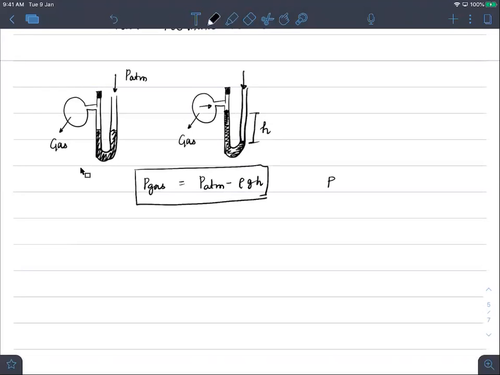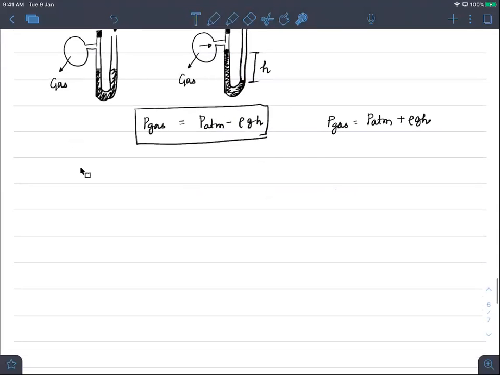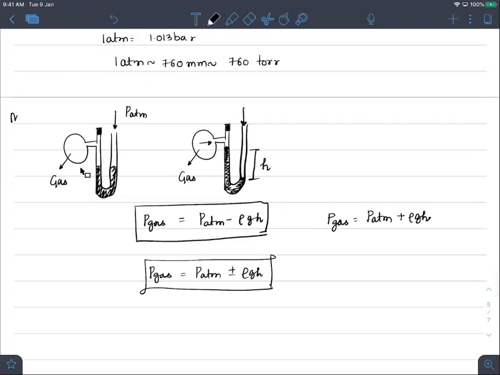What if the pressure of the gas is more? If the gas pressure is more, then that will compensate to that of ATM plus rho gh. And now the column height will decrease here, and the column height will increase on the other side. So the general way of writing the formula for a manometer is P gas equals P ATM plus or minus rho gh. So this is the general formula. The instrument used is the manometer. I hope you guys understood what exactly is happening in a manometer.